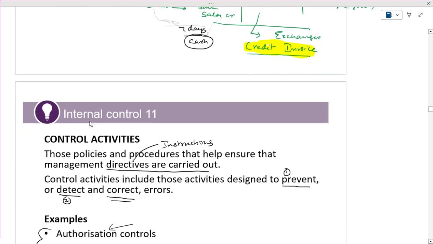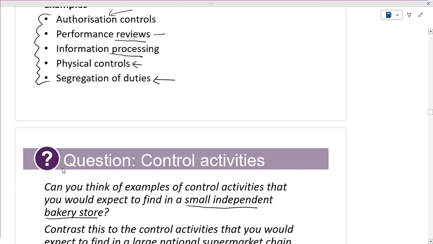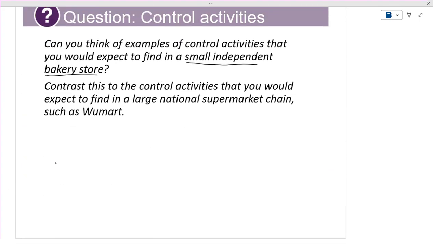We have been talking about the controls. Okay, these are again the basic concepts. When we are talking about the controls, today is what? Today is 13th April, 2024.